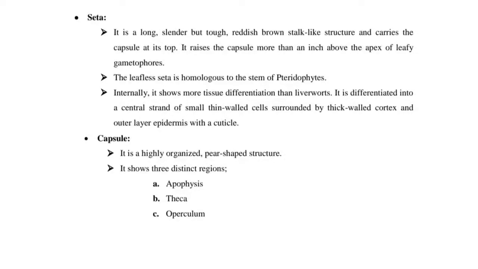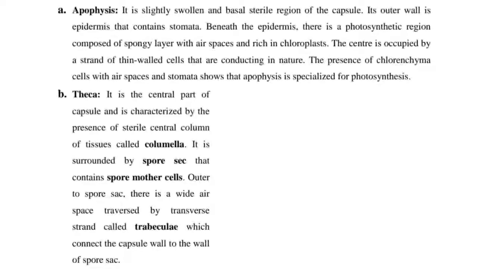Capsule. It is a highly organized, pear-shaped structure. It shows three distinct regions: A. Apophysis, B. Theca, C. Operculum. A. Apophysis. It is the slightly swollen and basal sterile region of the capsule.